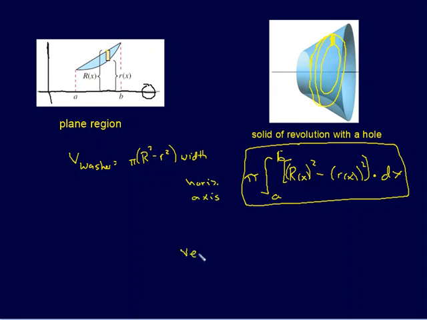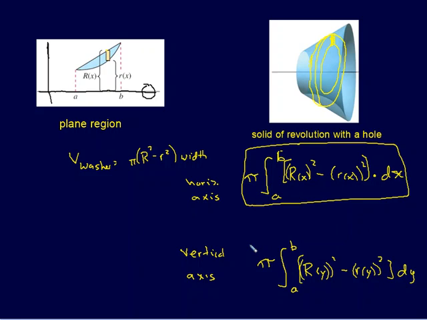If I were going to rotate around a vertical axis, such as the y-axis, it's really not a whole lot different, except that the radius of each of the circles will be a function of y, because I'll be slicing around this way. So this would really turn into capital R of y squared, and then little r of y squared, and then dy instead of dx. Okay?